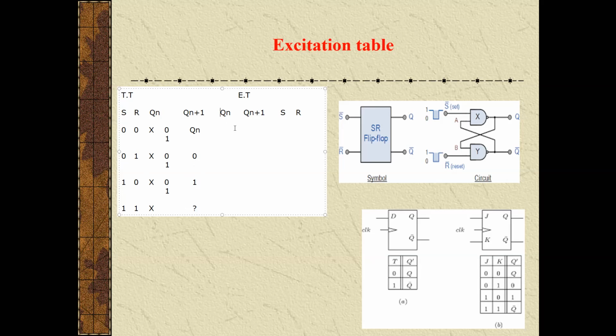According to this, we have to establish the excitation table. In the excitation table, there are two output signals: one is the present state and the other is the next state. There are only 4 possible combinations of signals, because there are two terminals and 2 times 2 is 4. Those are 0, 0, 0, 1, 1, 0 and 1, 1. These are the 4 possible combinations of the output.